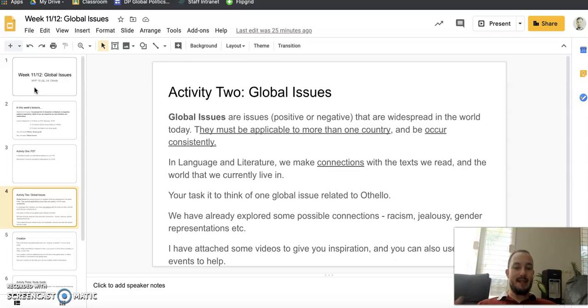So your task is to think of one global issue that's related to Othello. One of the issues in Othello that is still relevant to the world today. We've already explored some of the possible connections. We did work on racism, jealousy, and gender representation. We've explored some of the issues, but we haven't necessarily looked at how they are relevant today, if they're still a problem today.